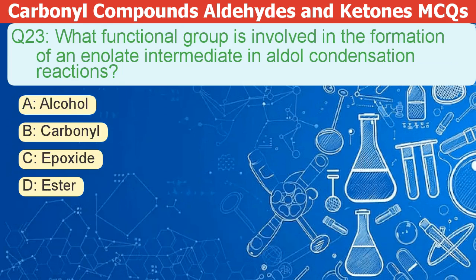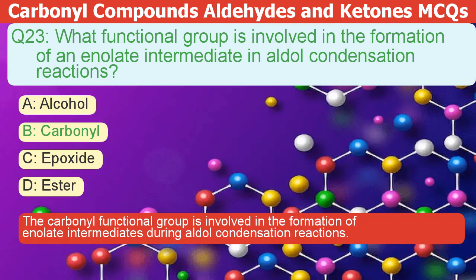What functional group is involved in the formation of an enolate intermediate in aldol condensation reactions? A. Alcohol. B. Carbonyl. C. Epoxide. D. Ester. The correct answer is B. The carbonyl functional group is involved in the formation of enolate intermediates during aldol condensation reactions.